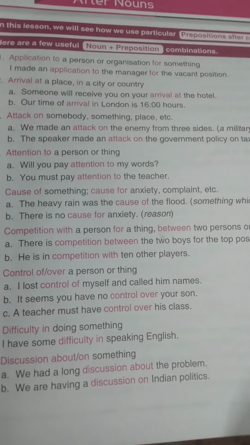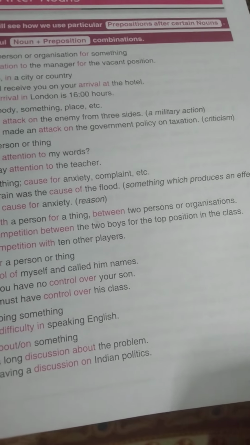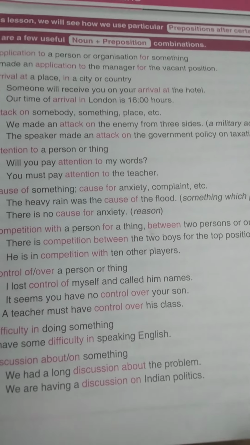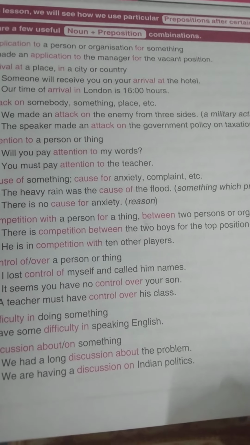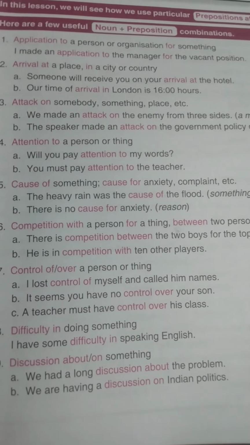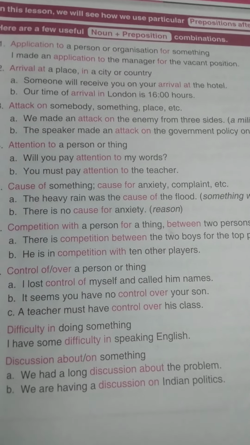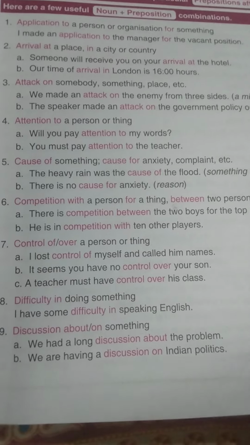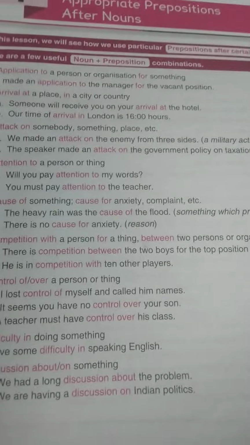Competition with a person for a thing. There is a competition between the 2 boys for the top position in the class. So, when we are talking about 2 people, then we will write between. He is in competition with 10 other players. So, with we will use when many are there. Control of or control over. I lost control of myself and called him names. It seems you have no control over your son. A teacher must have control over his class. Control over we use most commonly.